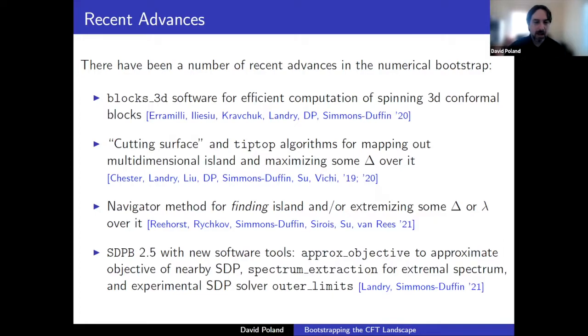And on top of that, there have been improved software tools for solving these semi-definite programming problems used in the Bootstrap, software tools for implementing the navigator method, software tools for extracting the extremal spectrum of the solution on the boundary of the allowed region, and some experimental semi-definite programming solvers, which use a technique called outer approximation. So these are all newly developed tools that are just being explored now.